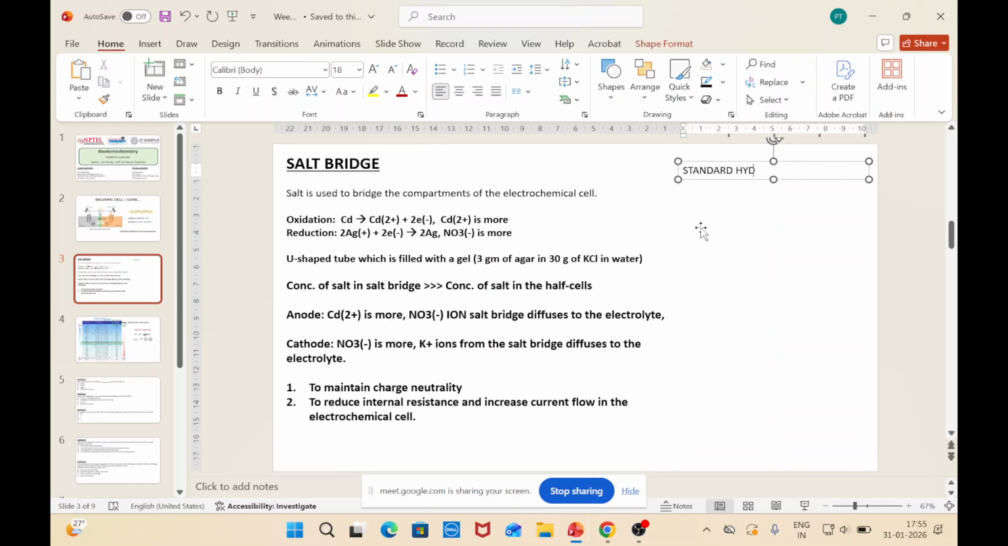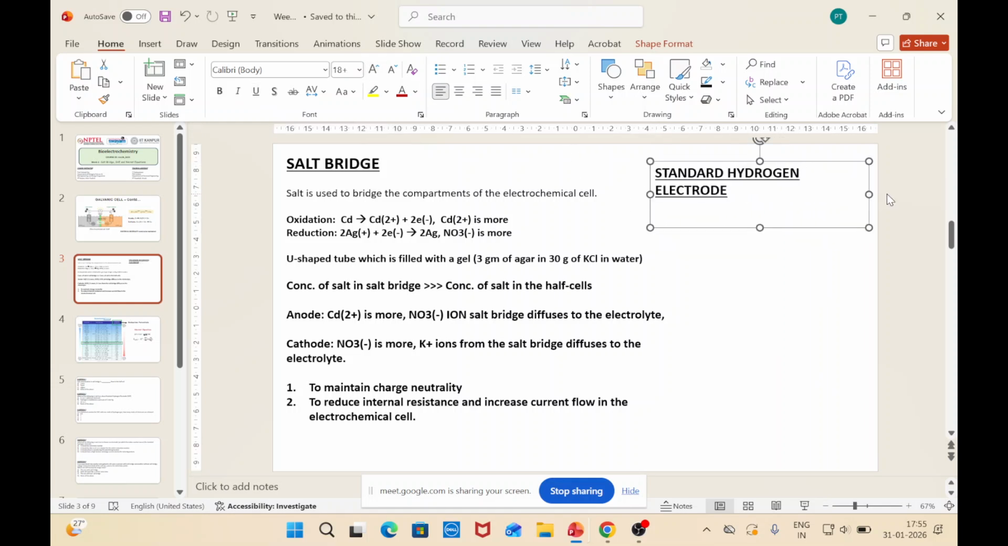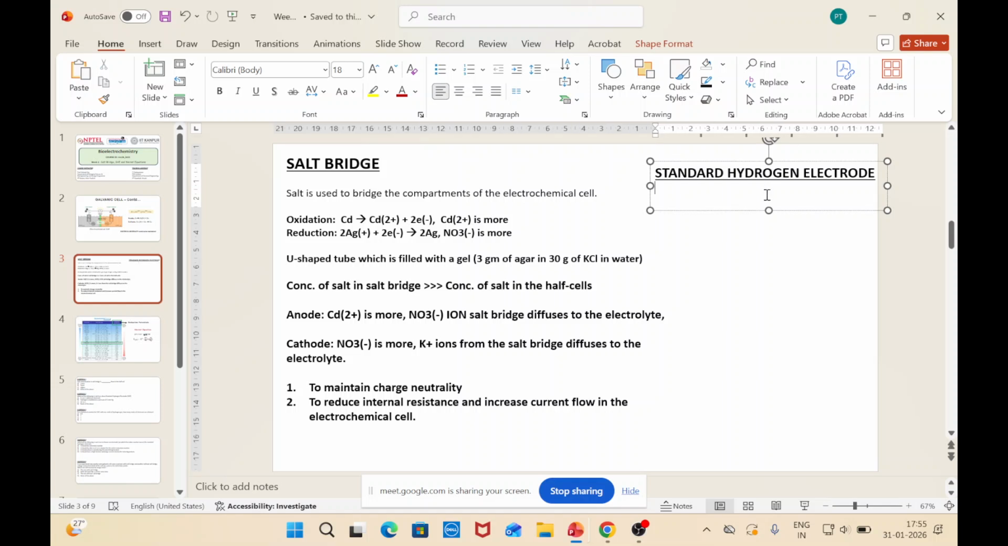Standard hydrogen electrode. In order to measure this, using this standard hydrogen electrode, we basically measure the standard potential. Here what we actually do is we take a finely divided platinum electrode, finely divided.